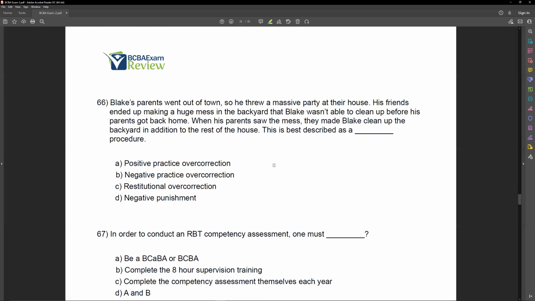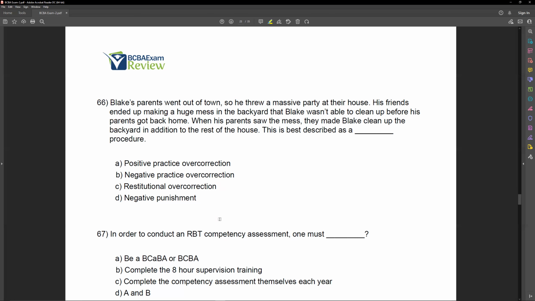It's not like they made Blake trash the backyard over and over again, right? So positive practice and negative practice don't apply here. There's no behavior they're making him do over and over again. What they're making him do is a restitutional overcorrection. They're making him repair and clean the environment and improve it to a better state than before. So not only does the backyard need to be spotless, the rest of the house now needs to be clean. This is a restitutional overcorrection.